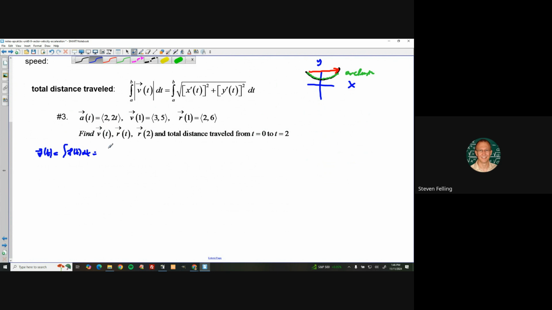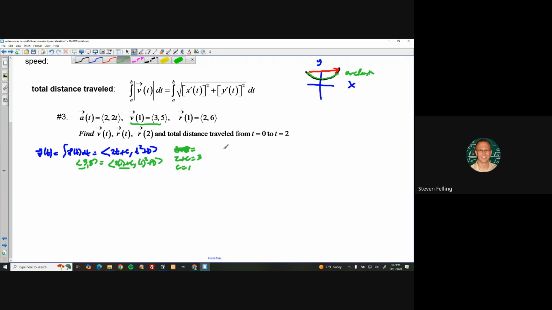So that's going to be, let's see, the antiderivative of 2 is 2t plus a constant. The antiderivative there is t squared plus a constant. We want to fix up the constants if possible with the known velocity vectors. The velocity vector is 3, 5 whenever the time is 1. So 2 times 1 plus c, 1 squared plus d, means that 2 plus c has to equal 3. So therefore c has to equal 1.